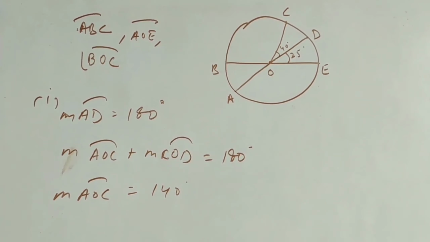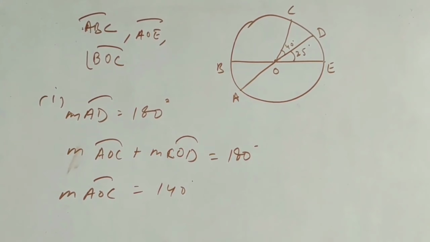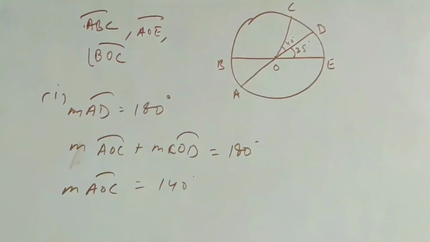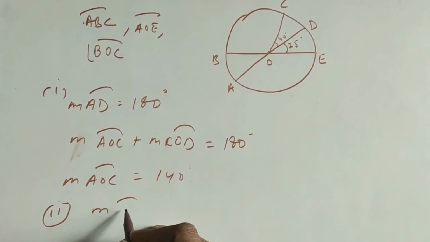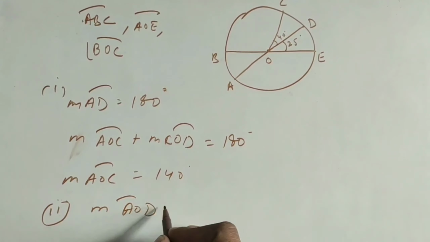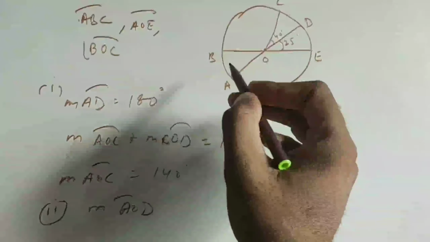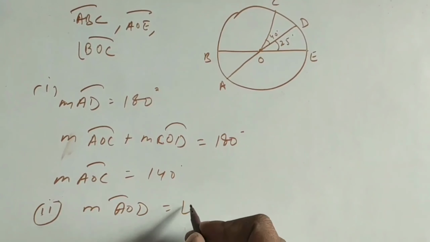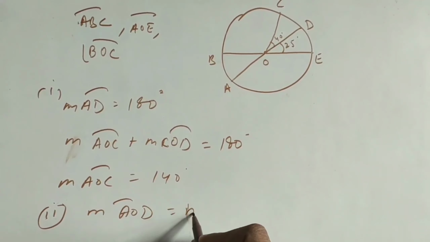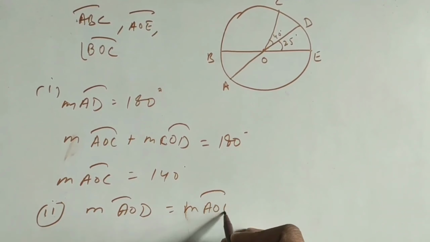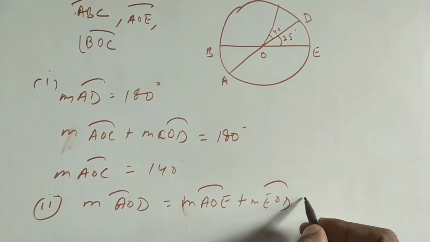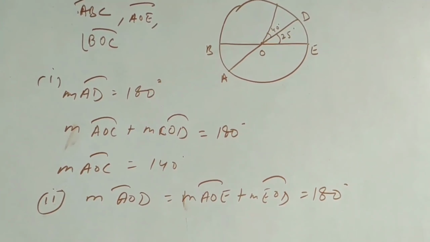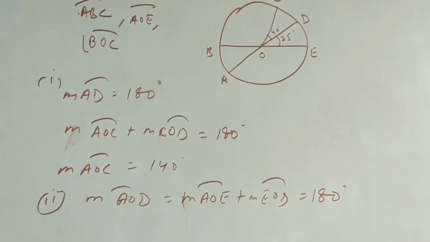Similarly, we have the second part, to find out AOE. Again, from this angle, the measure of arc AOD is equal to the measure of arc AOE plus the measure of arc EOD, and this sum should be equal to 180. So similarly we can find out AOE.